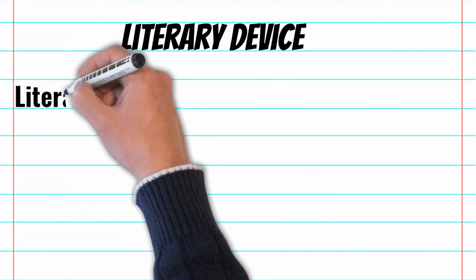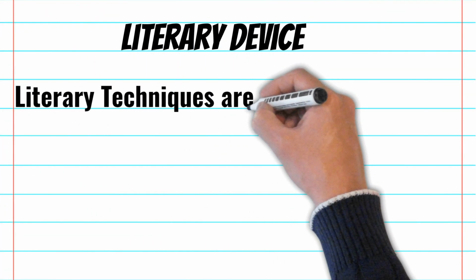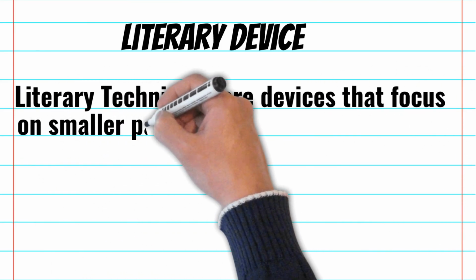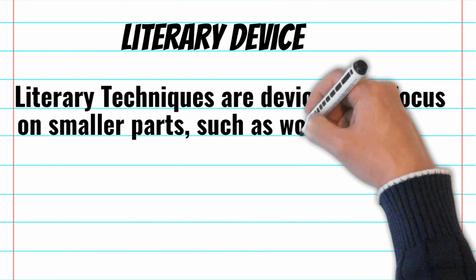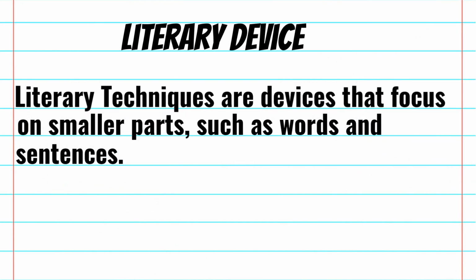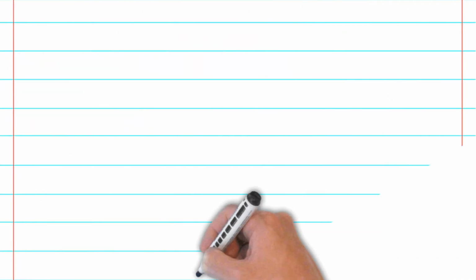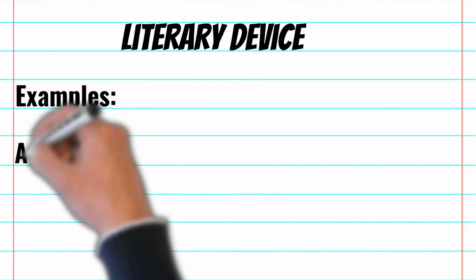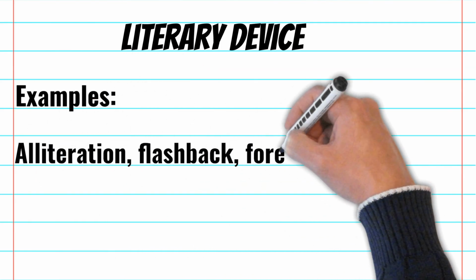Don't worry, I'll be going into specific literary elements and literary techniques further after this video. So let's continue. Literary techniques are the devices that focus on smaller parts such as words and sentences. Here are a few examples: alliteration, flashback, foreshadowing, and there are a lot more. And I'll be jumping into a video and a playlist later on.